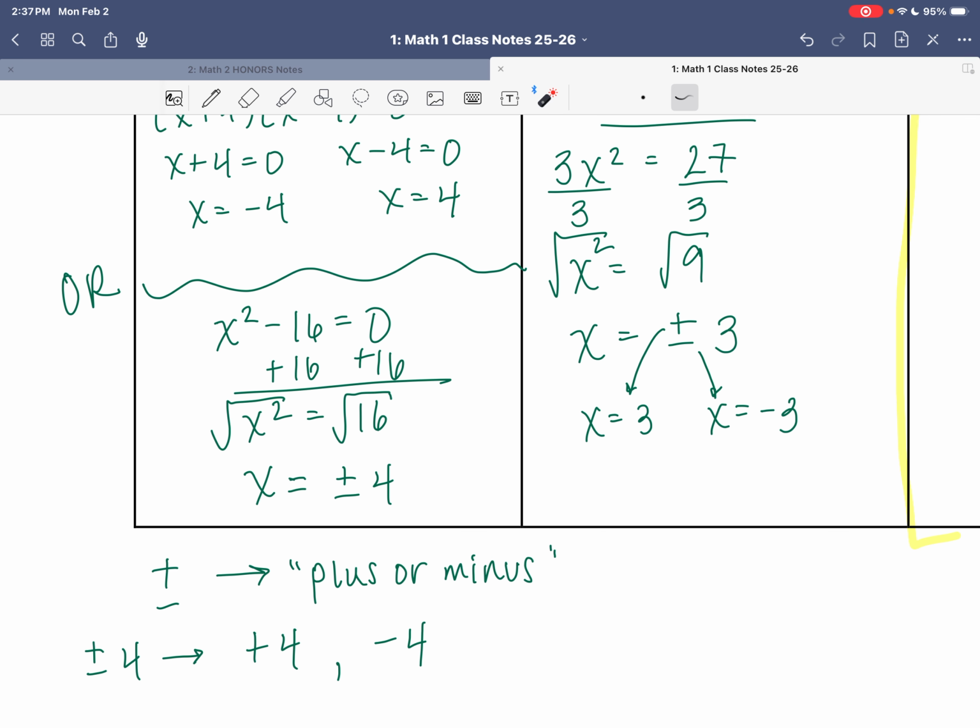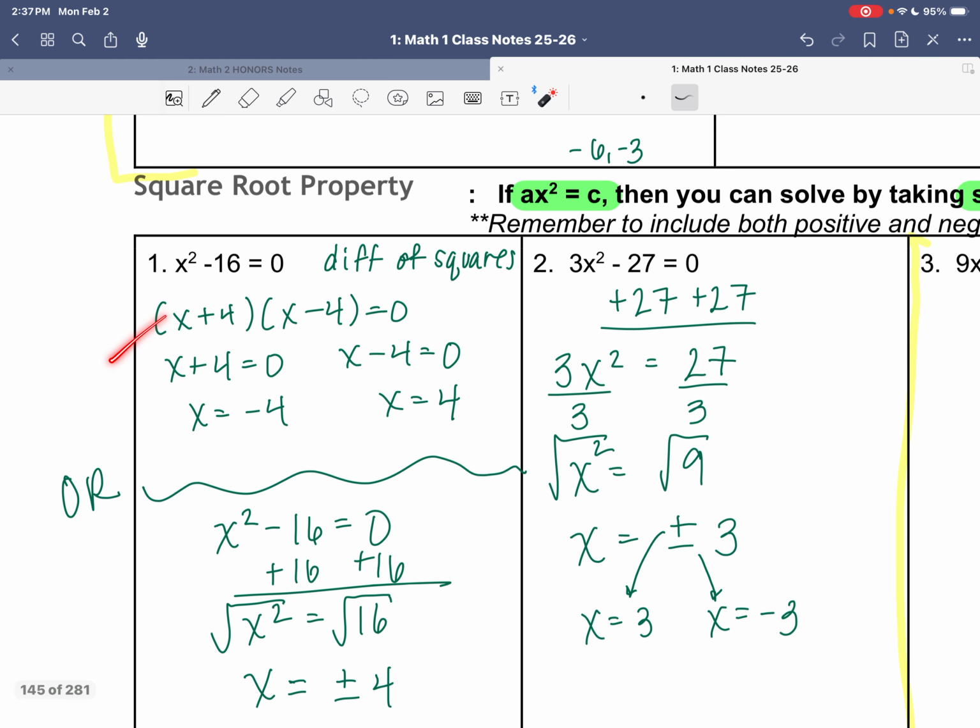So this symbol right here, you say it as plus or minus. So for example, this means positive 4 and it means negative 4. So this is another way to solve it. You could also do it the other way, so whichever way works for you.